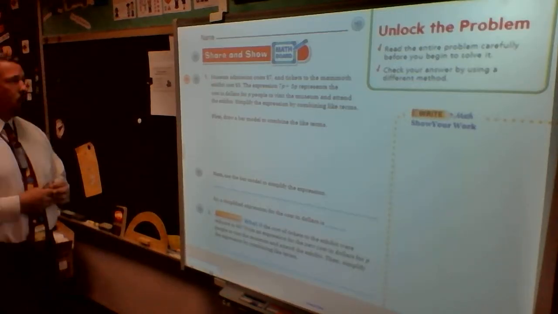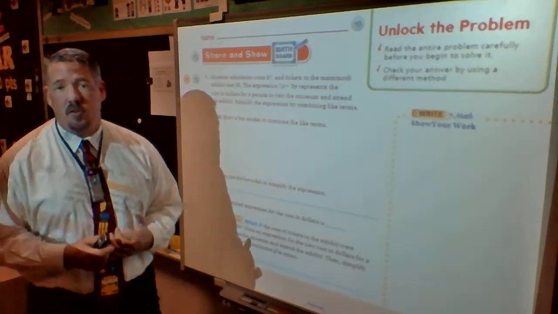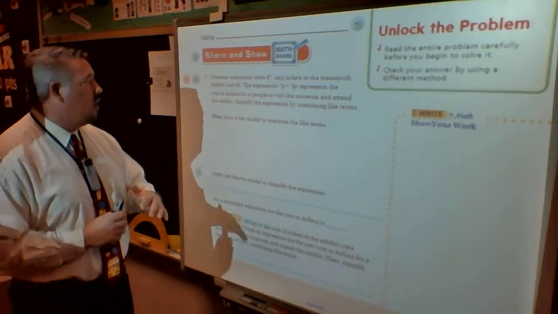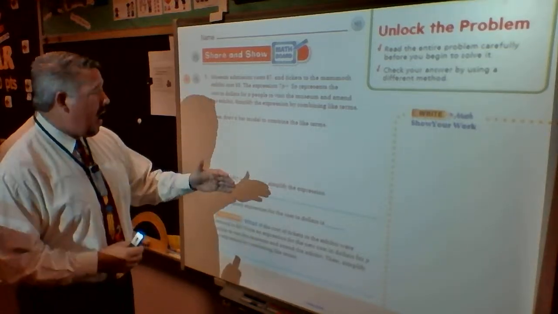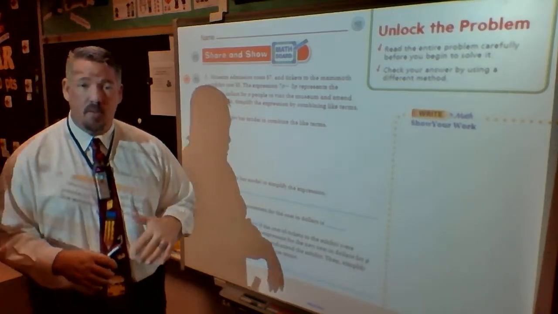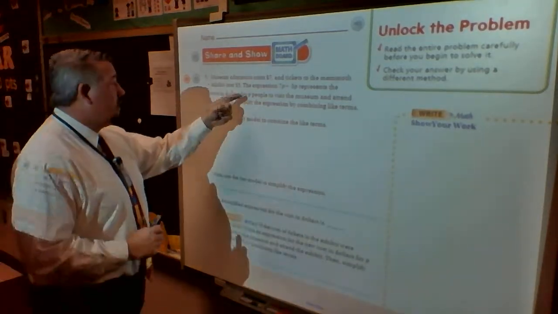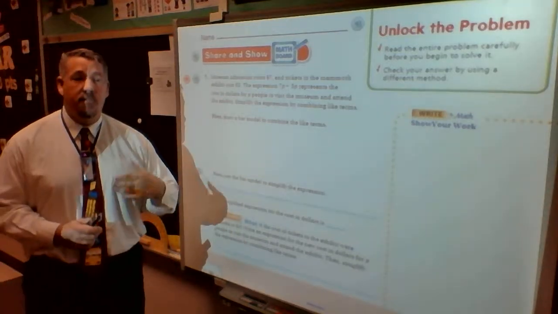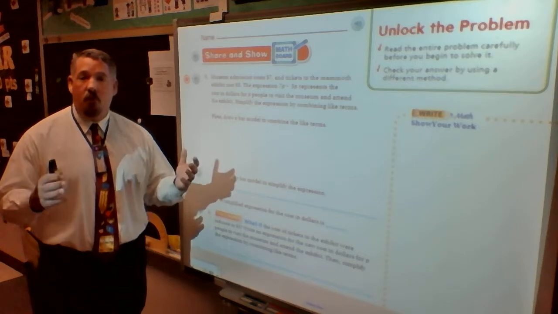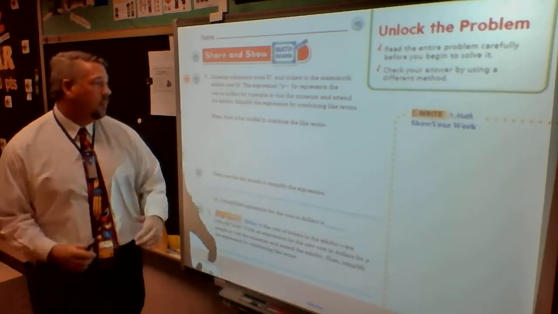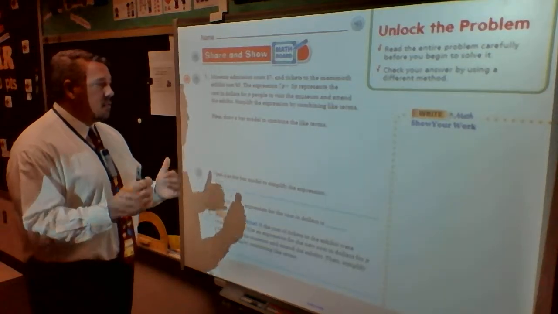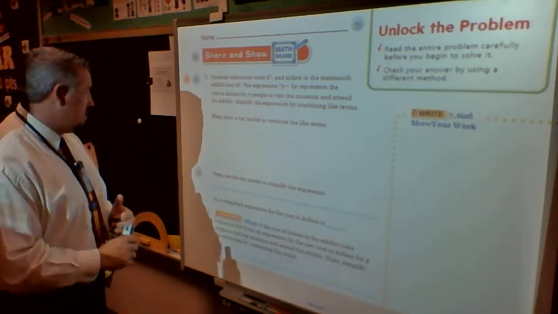Alright, so then I go to question 1, which is my share and show practice questions. A museum admission costs $7, and tickets to the Mammoth exhibit cost $5. Mammoth, big hairy elephant. The expression 7p plus 5p represents the cost in dollars for p people. We don't know how many people are in our group, to visit the museum and attend the exhibit. Simplify the expression by combining like terms.